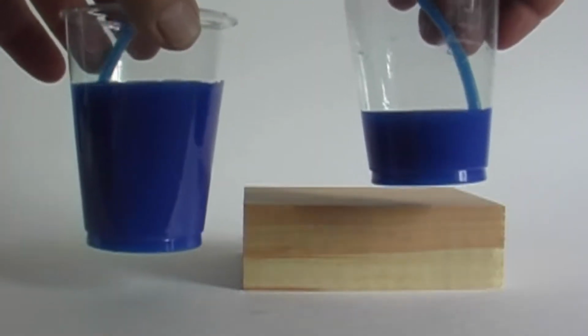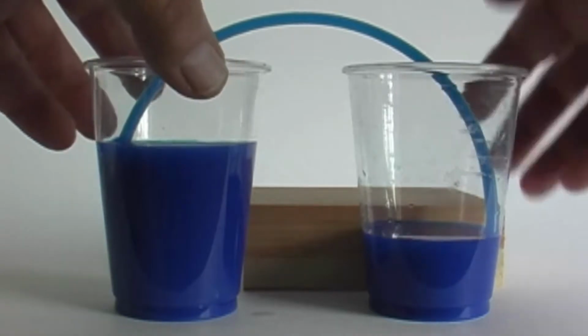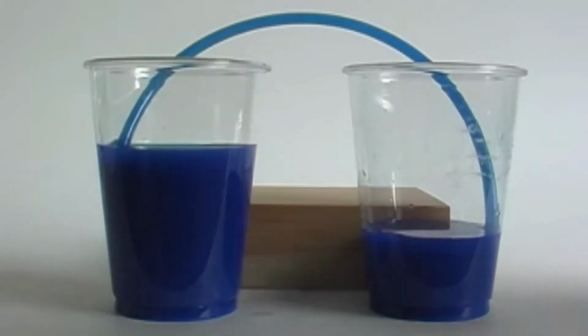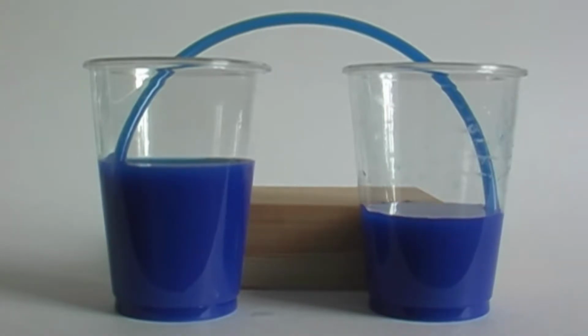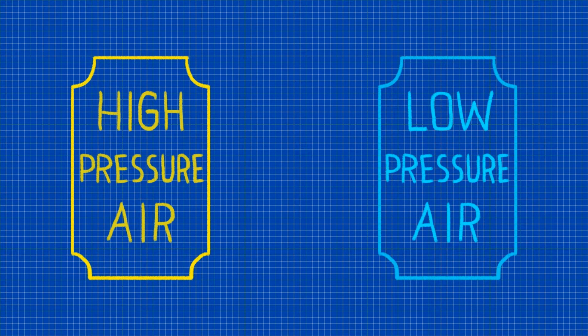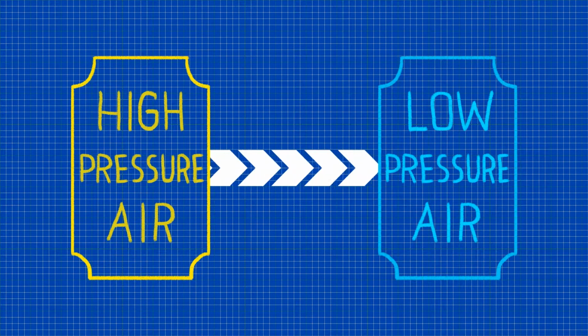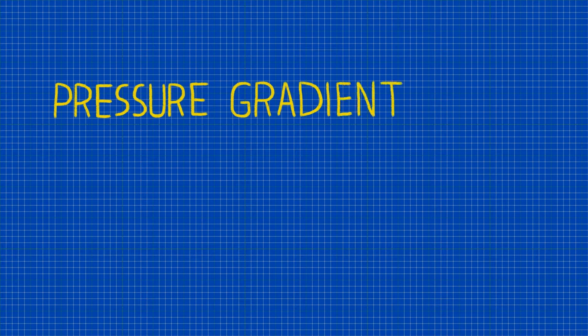To visualize this movement from high to low pressure, we can imagine two bottles filled with water that are connected with a small pipe. If one bottle has more fluid and therefore higher pressure, then fluid will try to move to the bottle with less fluid or lower pressure. Air will flow from high pressure to lower pressure, creating wind. The force that drives air from high to low pressure regions is called the pressure gradient force.